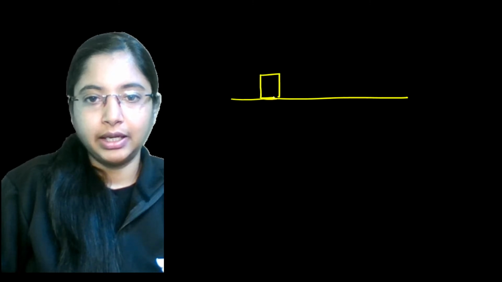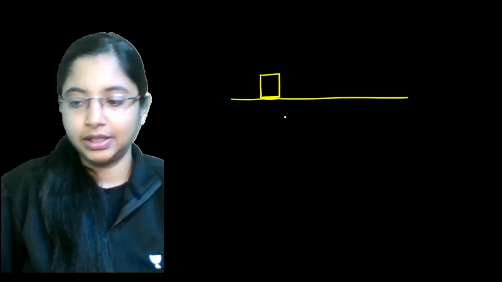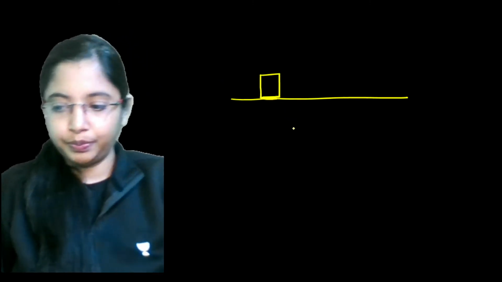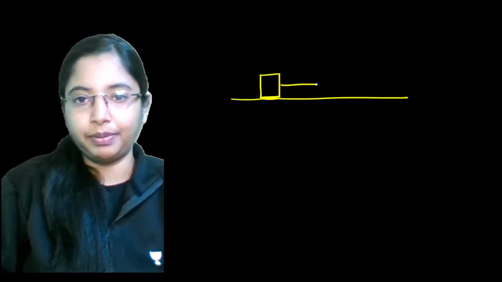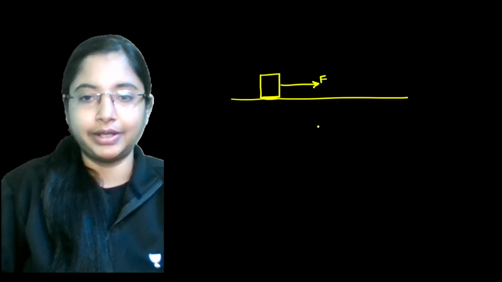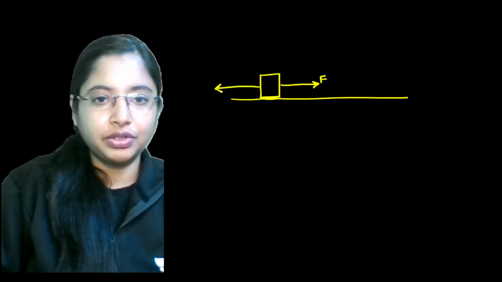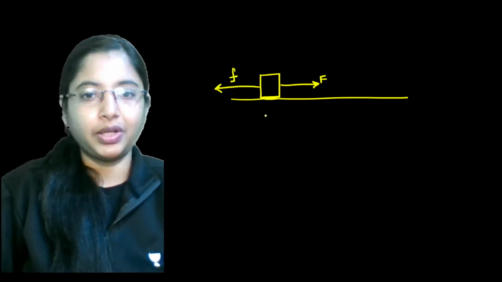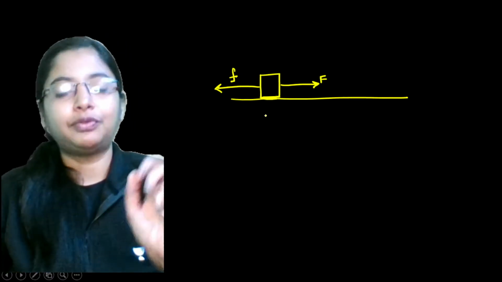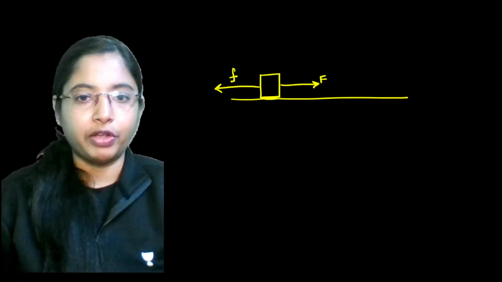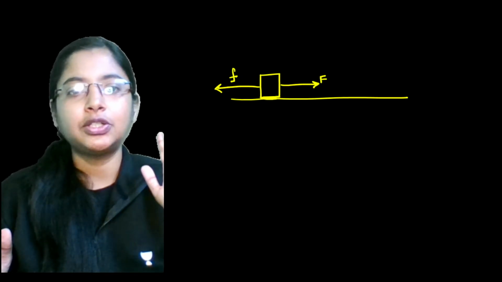Okay, quick recap, a very simple recap. We have an object kept on a table, and it is in contact with the surface. Now you're going to push the object. As you push the object, you're applying a force in this direction. As soon as you apply a force in this direction, there will be a force that exists on the other side. Even though you applied the force, the object is not moving.